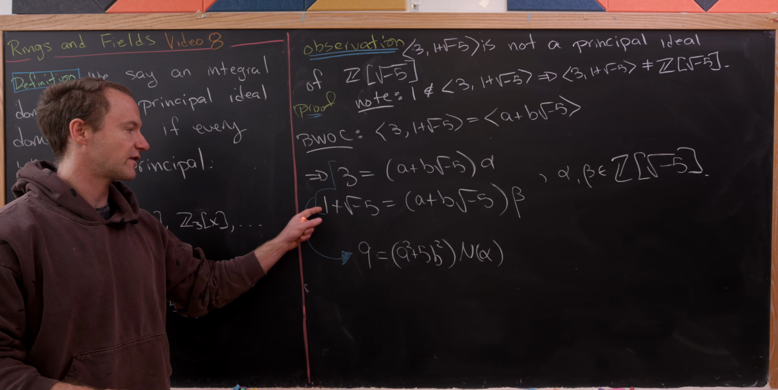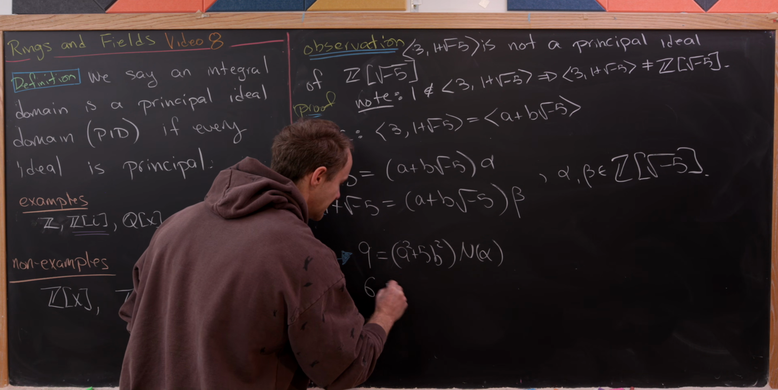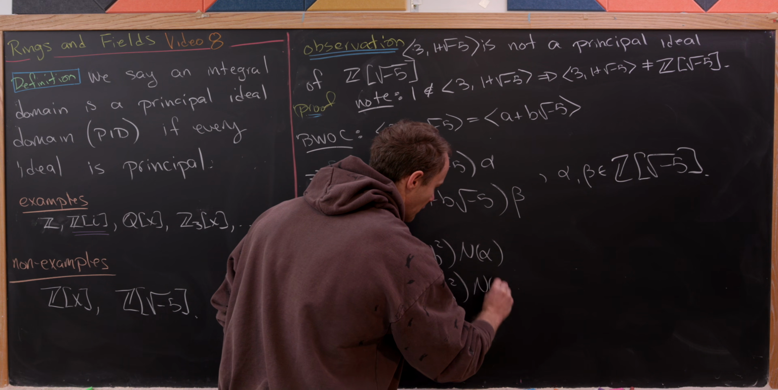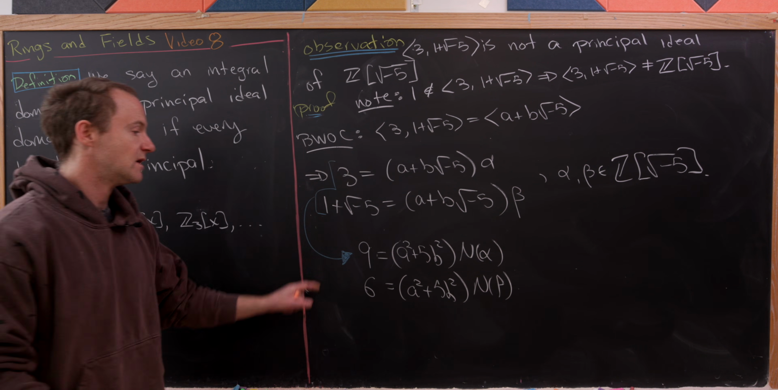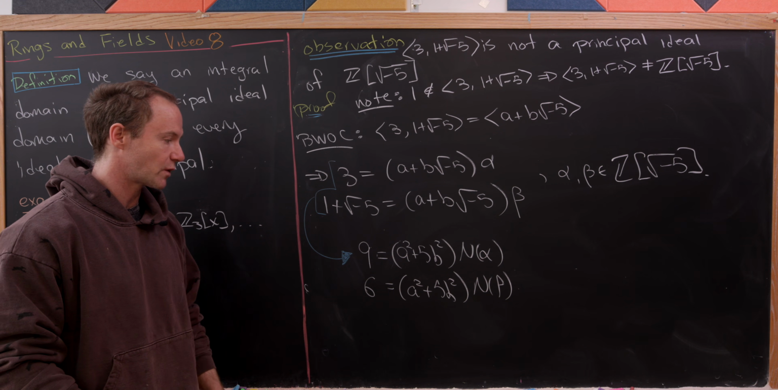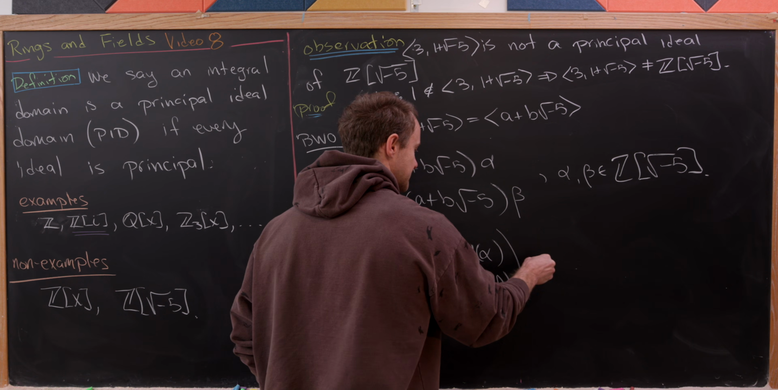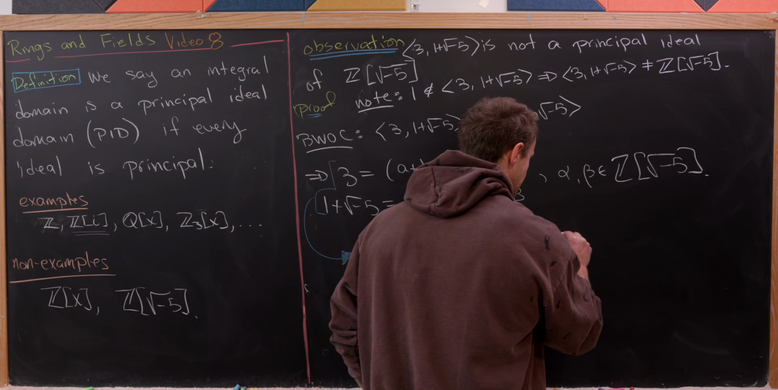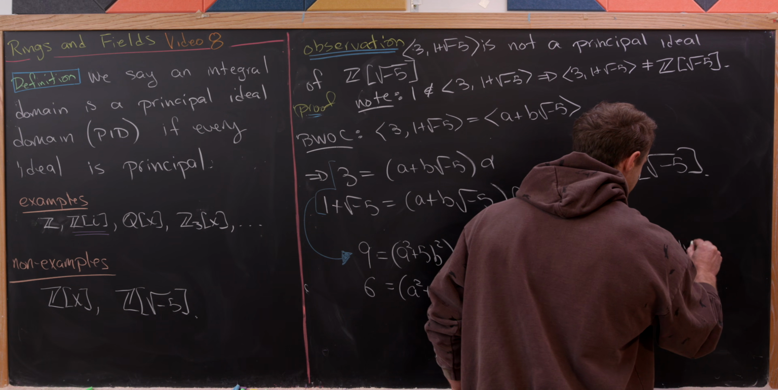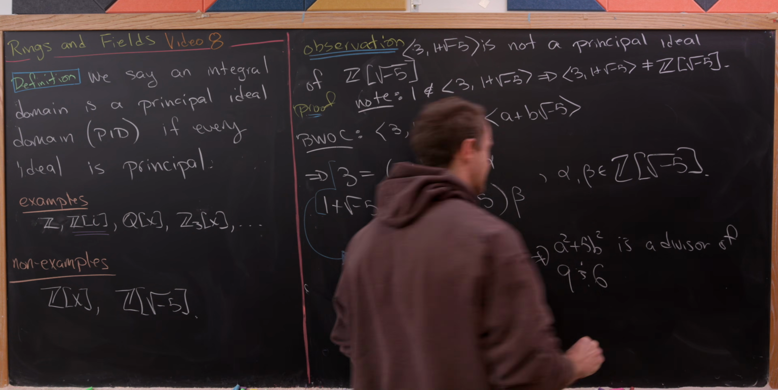And then the norm over here on the left-hand side of this, 1 plus root minus 5, is 6. And then here it's going to be a squared plus 5b squared times the norm of beta. But observe that a squared plus 5b squared divides 9 and it divides 6. So let's write that down. A squared plus 5b squared is a divisor of 9 and 6.